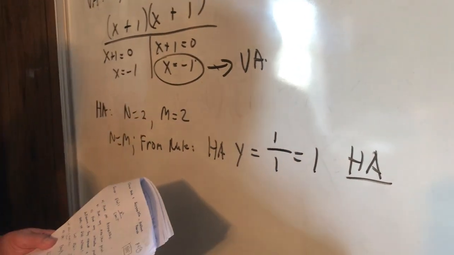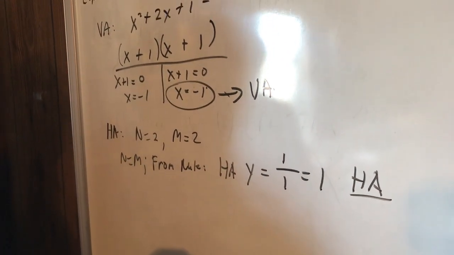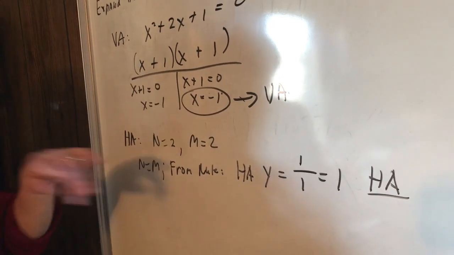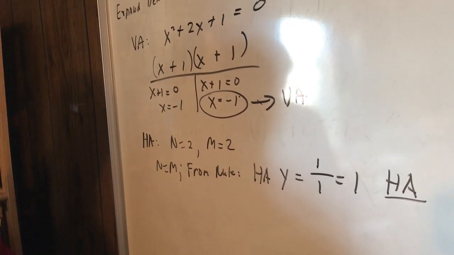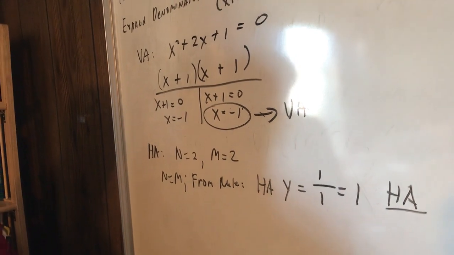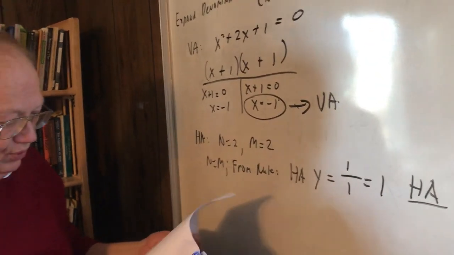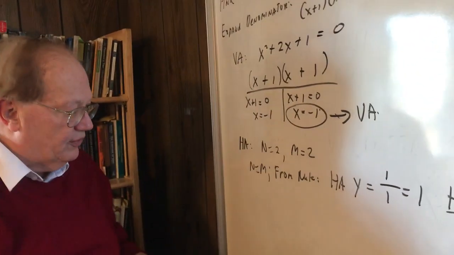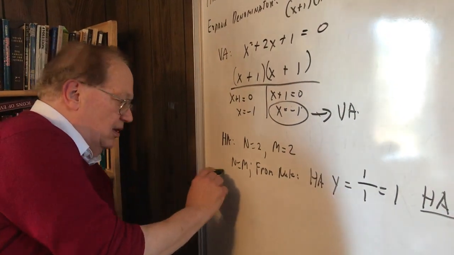So here we have two asymptotes. We have the vertical asymptote x equal minus 1 and the horizontal asymptote being 1. Later on, when we graph this, we'll see how this plays out.